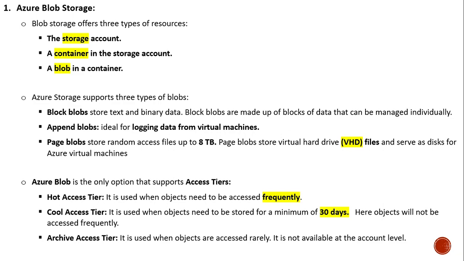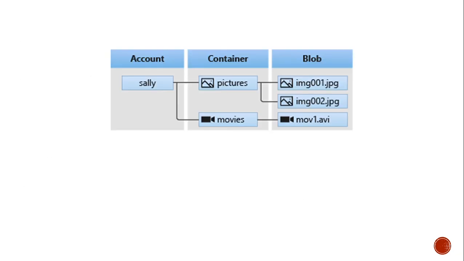The next one is this picture you can see, which is showing the hierarchy. So first we have account here, Sally is the account name. Then we have container. So let's say we have two containers here, one for pictures and one for movies. And then we have blobs like images, we have several images in the pictures. And then we have one movie one dot avi video, you can say, under movies container. So this is the hierarchy.